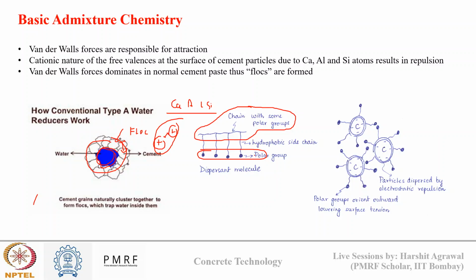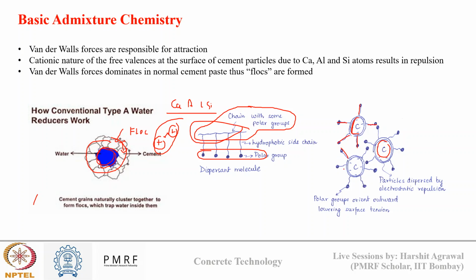Okay, now what happens when these superplasticizers are added in concrete? They cover the cement grain such that my non-polar group covers the cement grain, while my polar group will disperse outward in water. So you can see here, this is my cement grain, the non-polar group is covering the cement grain, and my polar group is dispersing out.